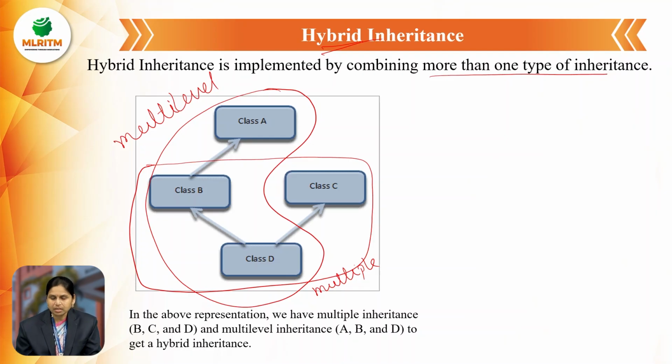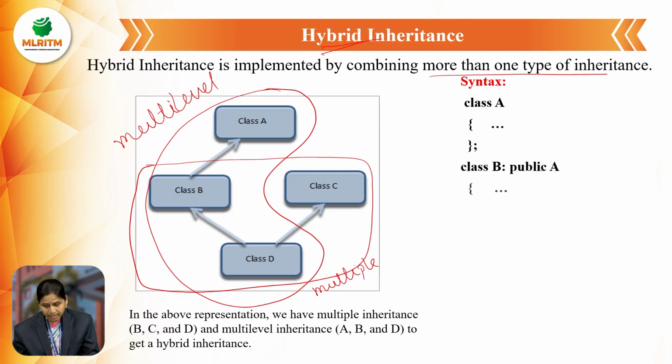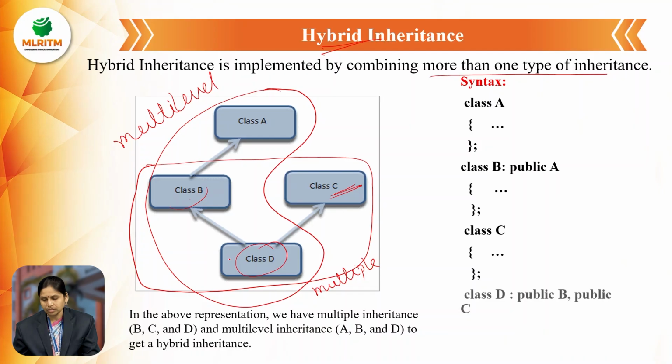Okay, based on this we can frame the syntax. First, here the parent class is A. From parent A, two classes are derived, class B and class C. Class A is a parent class. Now class B is derived from class A. Here class C is a separate parent. It is an individual class. Now from B and C, one child class is derived, that is D.